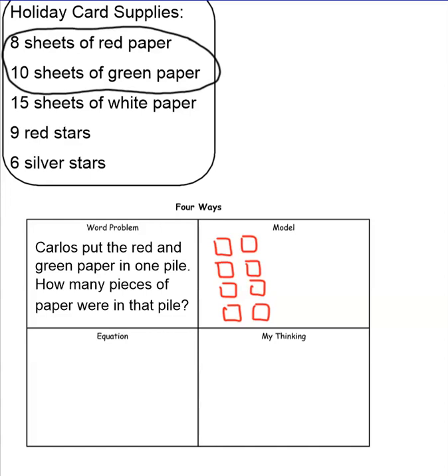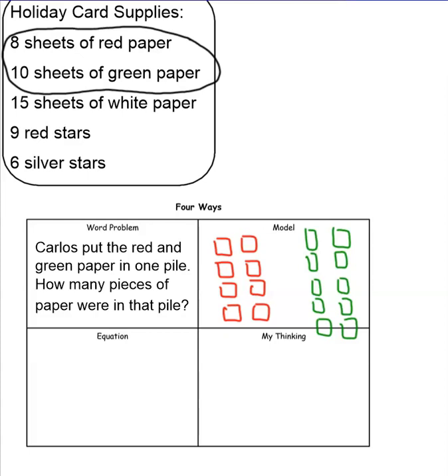Now, can I also model the green paper? I'm going to get my green pen. How many sheets of green paper do I have? That's right, I have 10. 1, 2, 3, 4, 5, 6, 7, 8, 9, 10. So I have 10 sheets of green paper.